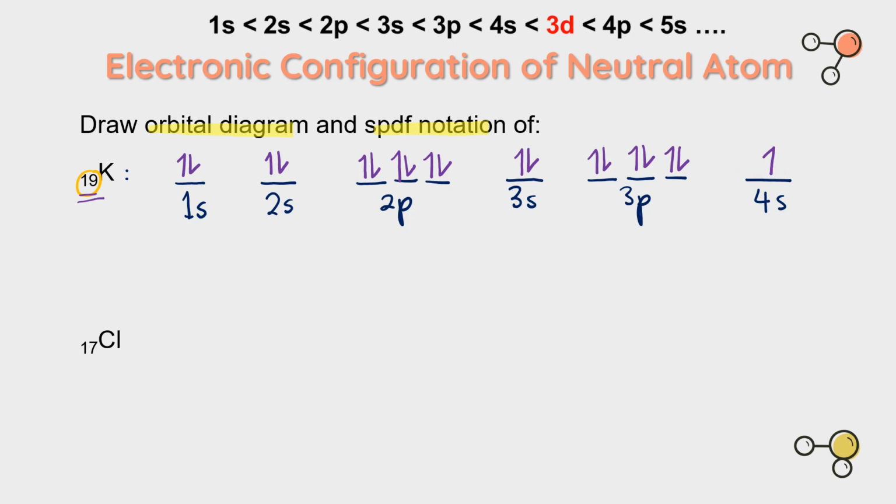Next, in order to write the SPDF notation, we can refer to the sequence in the orbital diagram. So in 1s, we have 2 electrons, so we can write it as 1s2. So this will be the answer for the orbital diagram and SPDF notation for potassium 19. Let's try doing it for chlorine 17.